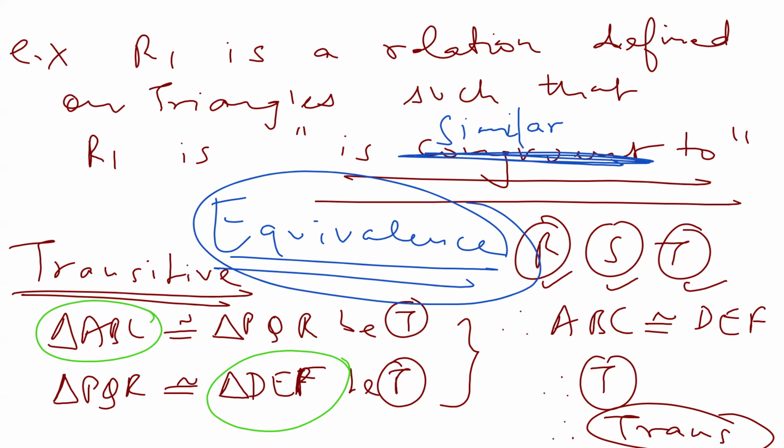Will it be all three? Reflexive, symmetric, and transitive, if it is similar to them. Instead of congruency, we'll check similarity. Any guesses? Yes, it is going to be all three. Reflexive, symmetric, and transitive. So this also will be an equivalence relation.